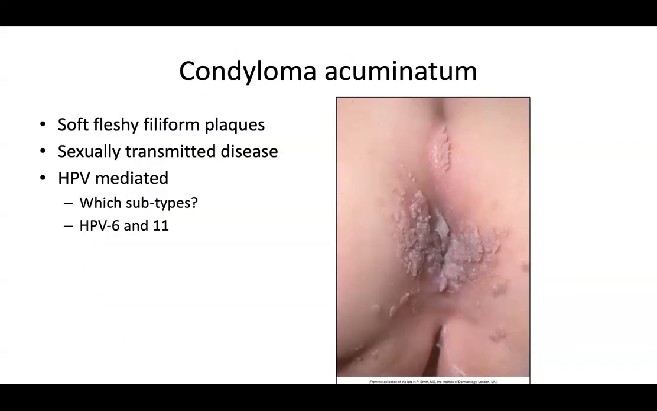As I mentioned, 6 and 11 are often associated with low risk Condyloma acuminata. However, in high grade squamous intraepidermal or intralesional atypia or squamous cell carcinoma in situ, you'll start to see the HPV 16 and 18 and other high risk subtypes.